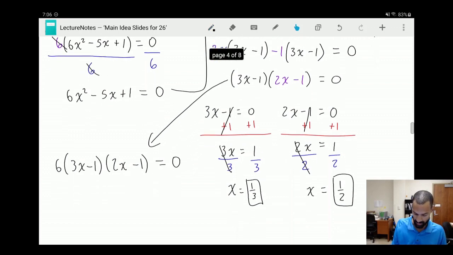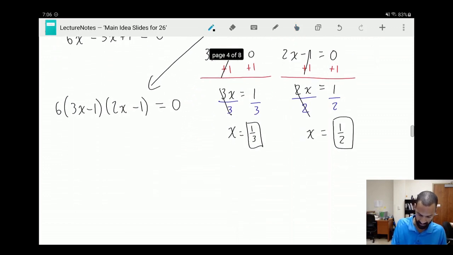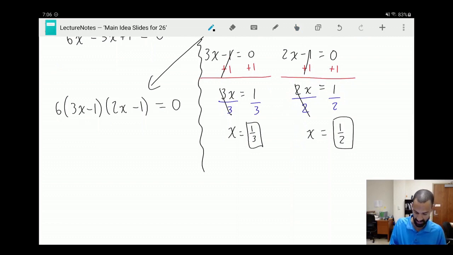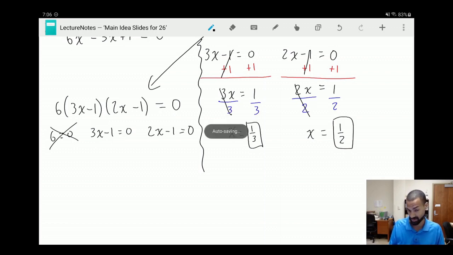And when you go to apply the zero product property, you would have to say 6 equals 0, 3x minus 1 equals 0, 2x minus 1 equals 0, and of course this one's nonsense, so you would ignore that one, right? So you'd still end up with the same thing. I just wanted to demonstrate that the 6 is still there if you want it to be. Okay.